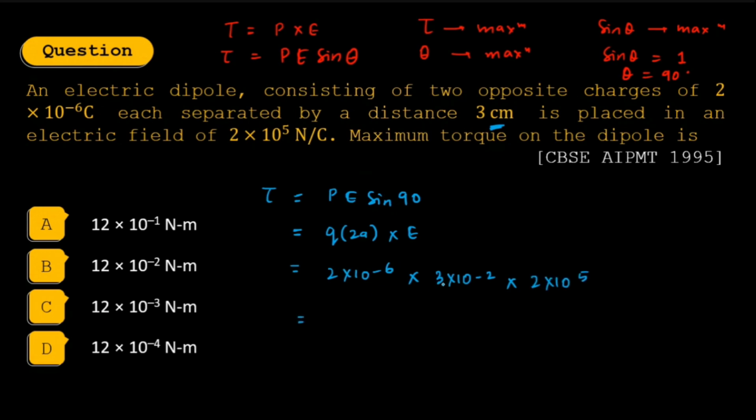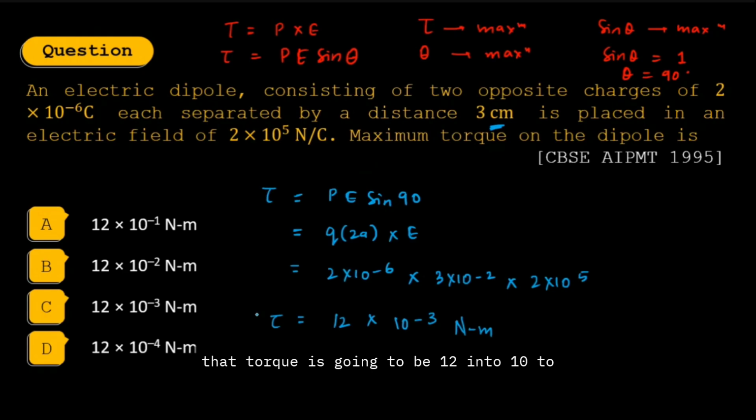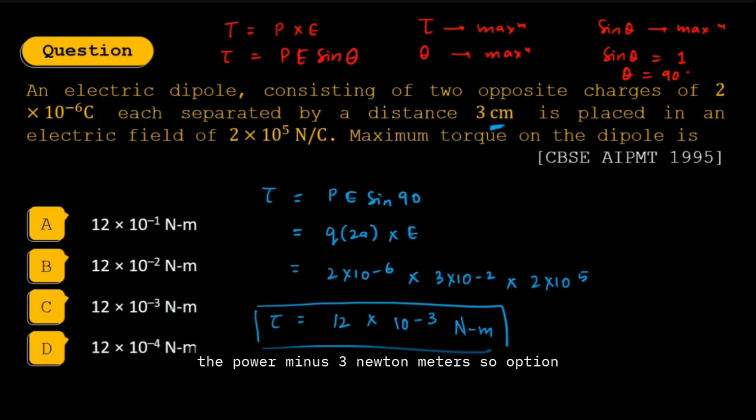Two 3s are 6, 6 times 2 is 12. Similarly, if we solve the powers, we get minus 6 minus 2 plus 5, which is 10 to the power minus 3. You're going to have this particular number. So it's quite clear that torque is going to be 12 into 10 to the power minus 3 newton meters. So option C is going to be the correct one. What you have to understand here is how you substitute all the values and answer the question.